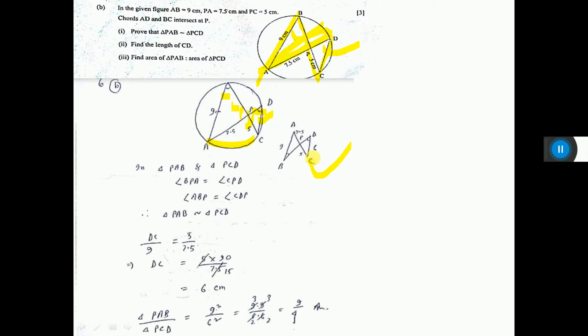See this diagram, it is similar, and you can understand from here. I am not explaining more because it will be too long. One thing I am telling: the area ratio of these triangles will be the ratio of the squares of the sides. That's why I got the answer.